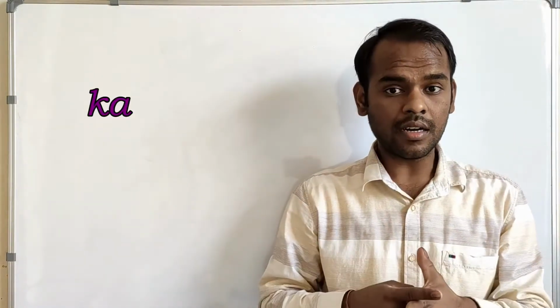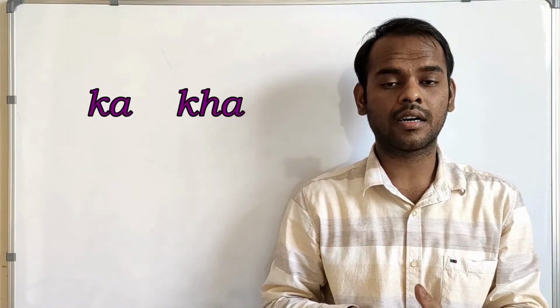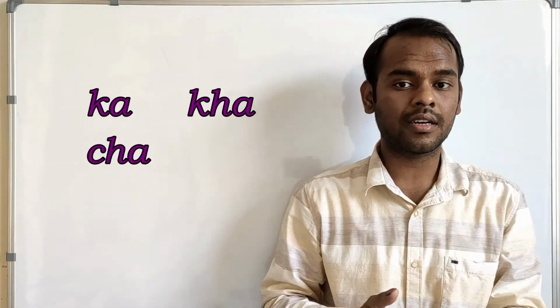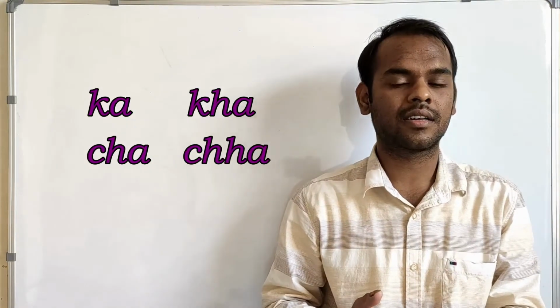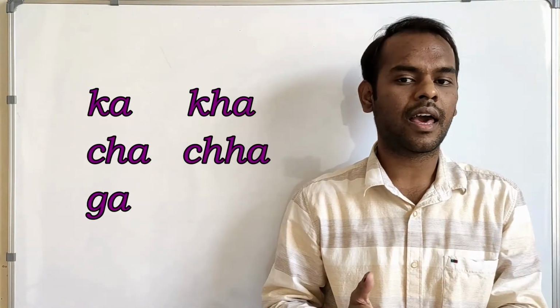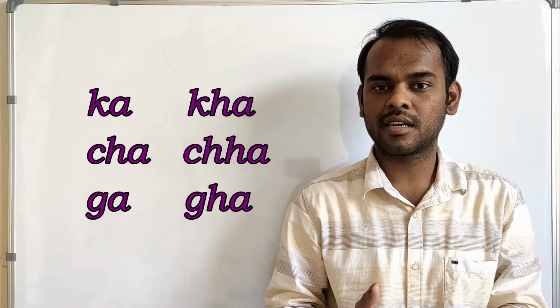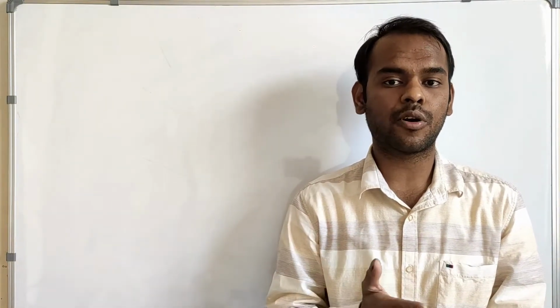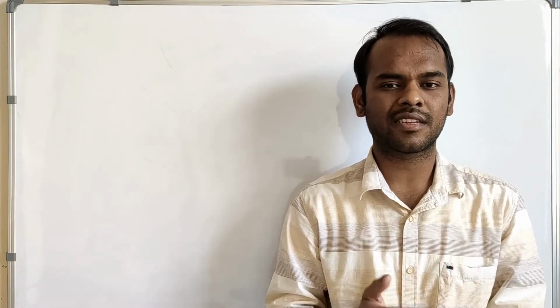There is K and there is Kh. There is Ch and there is also Chh. There is G and there is Gh. As of now, you must be able to differentiate these two forms of every sound while listening to them.